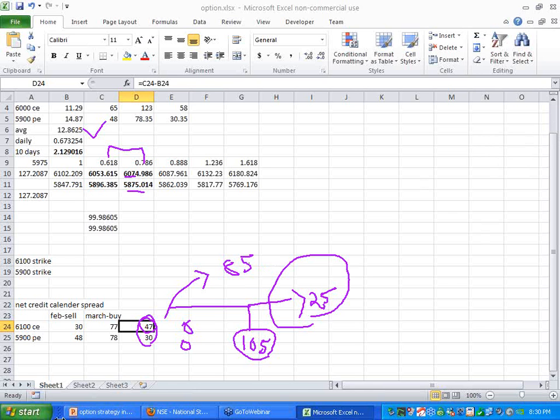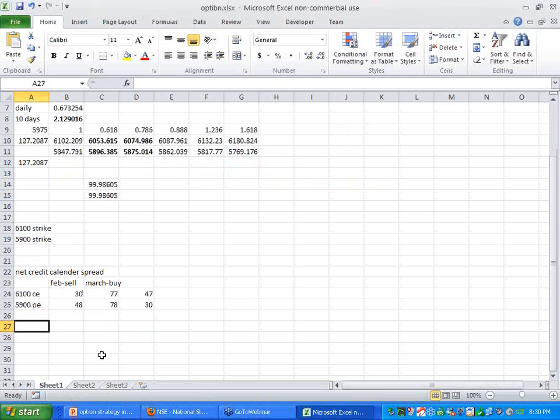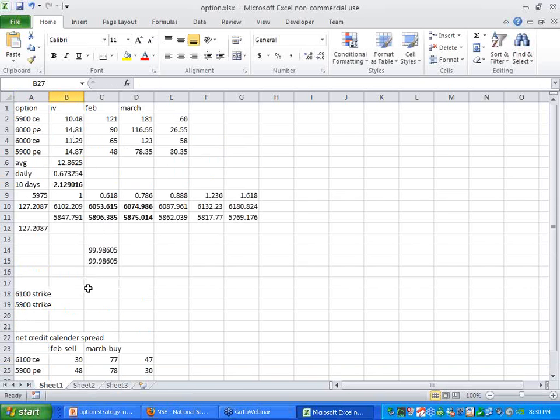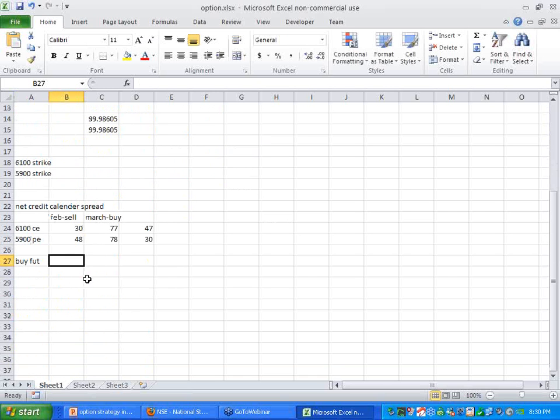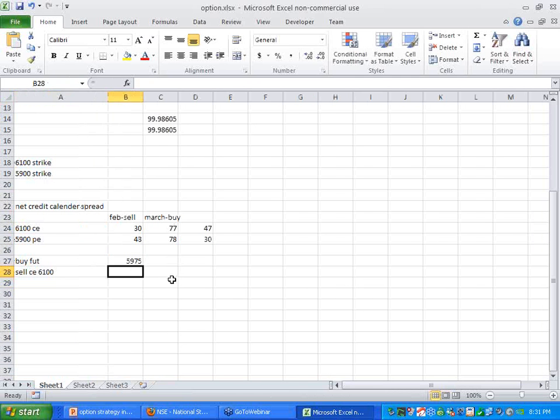Let's look into the other strategy, where you are paying some money: covered call with put, or covered put with call strategy. Covered call means you will be buying a future at 5975 level, so we are quoting at 5975. Simultaneously, you have to sell a call option. Which strike? 6100, because this is the optimum point you are going to move to in this consolidation period.